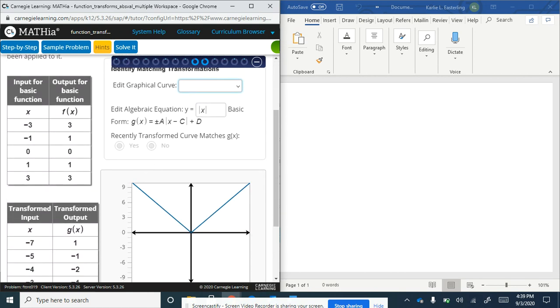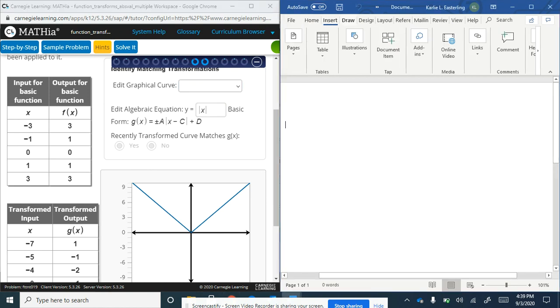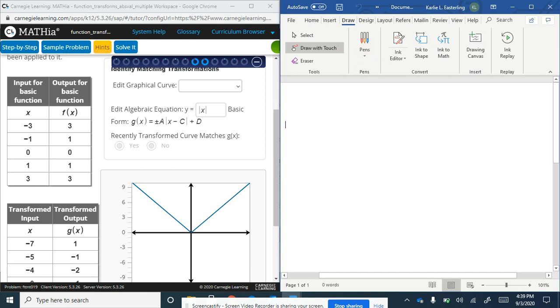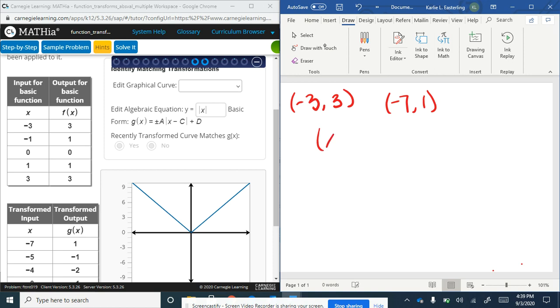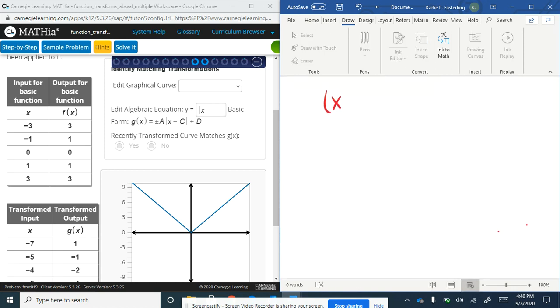So then when we get down here and it says edit graphical curve, what I recommend doing with these, and this is why we talked about how our points were transforming, was for examples like this. Our first point on that first table, we're looking at -3, +3. And then on the second table, our first point is then -7, +1. So it looks like with our x value, we went from -3 to -7.